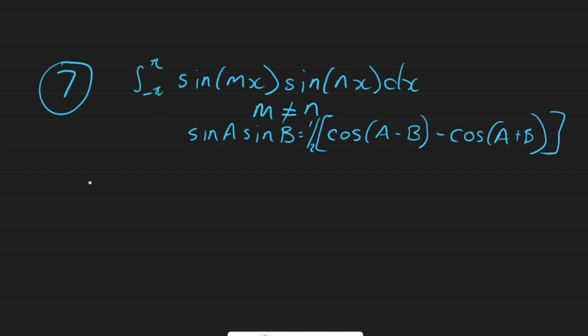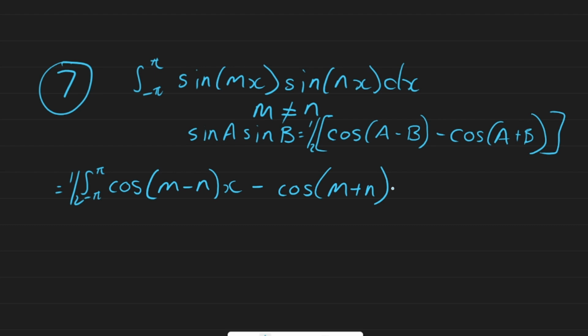So substituting that in, what we get is the integral of half, you can write the half in front, cos of A minus B. So in the same way, it'll be cos of mx plus nx. So we'll take the x out as a common factor. So what we have is cos of m minus n, x, minus cos of m plus n, x.